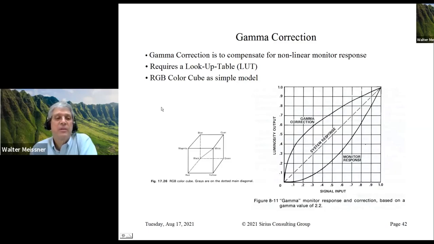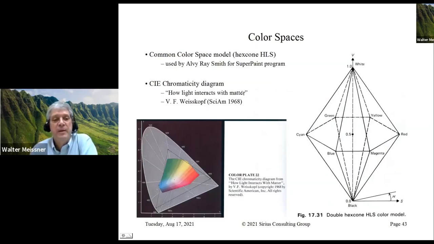Now, from the viewpoint of a monitor, here's an RGB color cube. 000 is black, 111 is white. The corners are either the primary or secondary colors. So this is a simplistic view of what the color map looks like from a monitor's point of view.